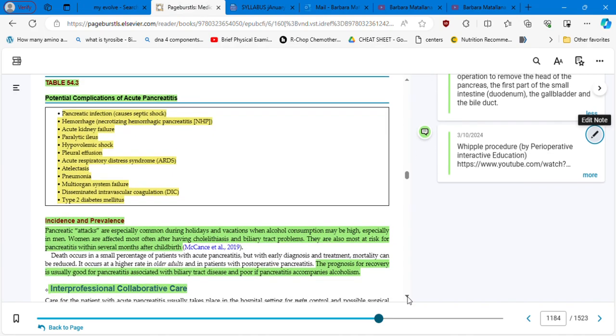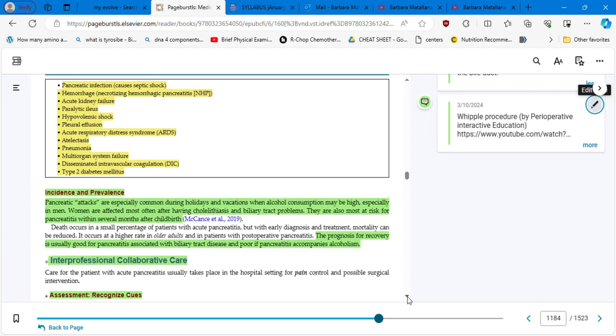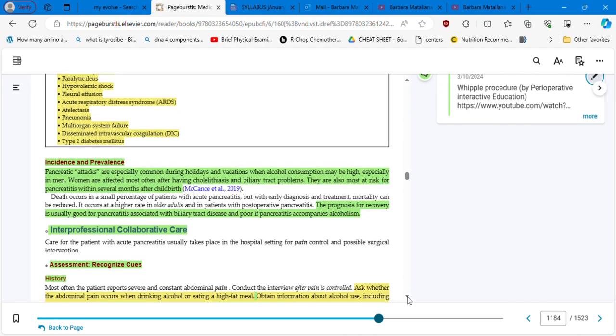Now, potential complications of acute pancreatitis, you have a long list. You have infection, hemorrhage, acute kidney failure, paralytic ileus. This is the gastrointestinal, right? Anything can cause paralytic ileus, hypovolemic shock, pleural effusion, acute respiratory distress syndrome. If we are having pleural effusion, of course, the lungs are going to be affected, atelectasis, pneumonia, multi-organ system failure, disseminated intravascular coagulation, remember the liver and the participation of all the clotting factors, type 2 diabetes mellitus.